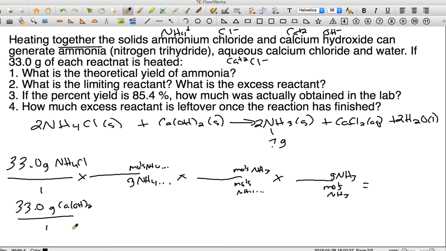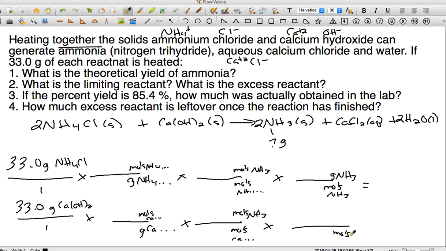And then down here, I have to go to the same place. So I'm going grams of Ca(OH)2, dot, dot, dot, to moles of Ca(OH)2. Again, moles of Ca(OH)2 to moles of NH3, and then moles of NH3 to grams of NH3. And remember, because you're going to the same place, this last little piece is going to be the same.